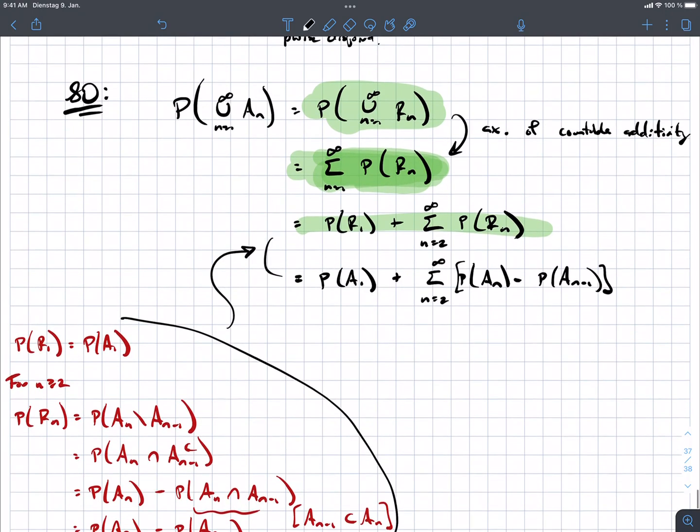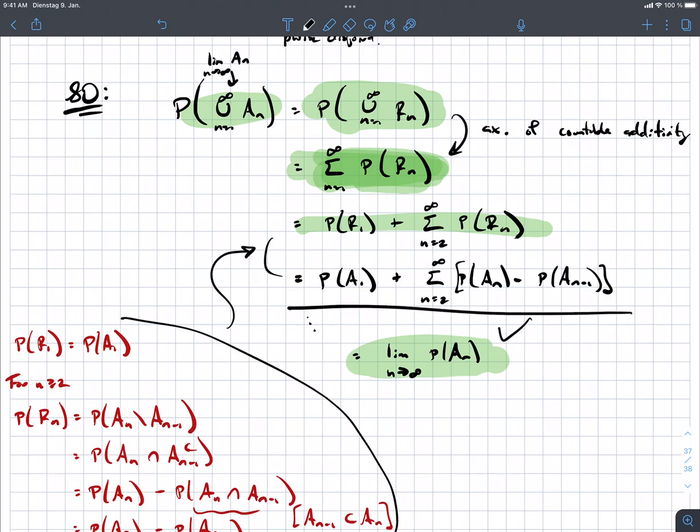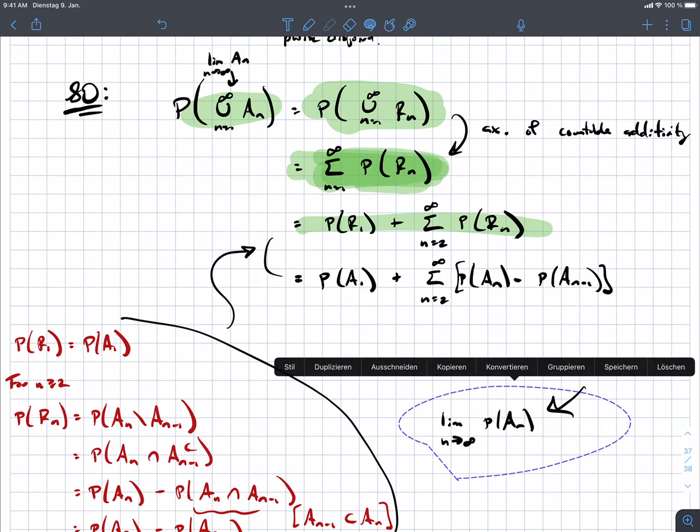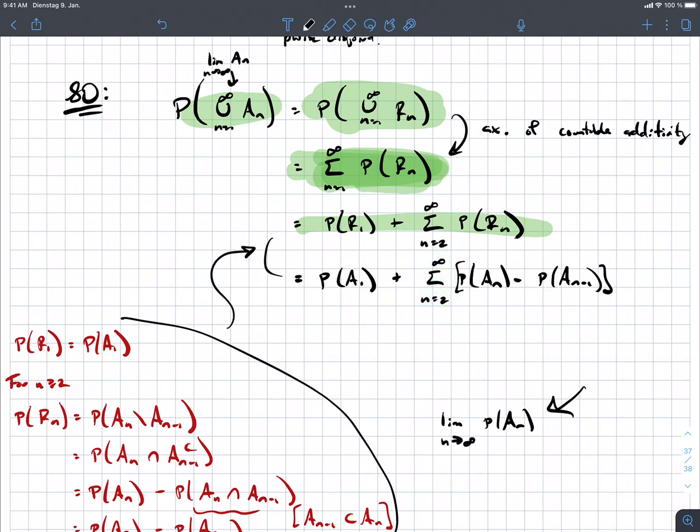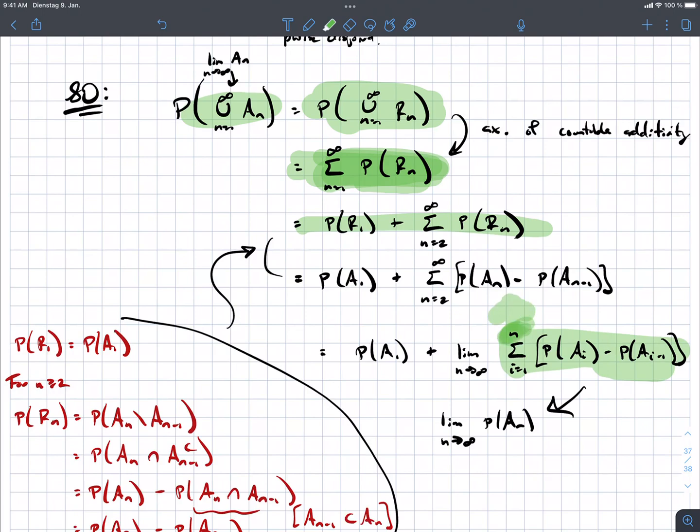Now, let's not lose sight of what we were trying to do. I want to show somehow that this is equal to the limit of probability of An as n goes to infinity. Remember, that's what I want to show. I want to show that this is equal to this, because in here this is the limit of An as n goes to infinity. So how can I get the rest of the way here? Let's think about it. Here I've got an infinite sum. An infinite sum is nothing but the following. This is like the limit as n goes to infinity of, let's say, i equals 1 to n, P(Ai) minus P(Ai minus 1). So whenever you have an infinite sum like this, it's just the limit of a finite sum where this one goes up to infinity.